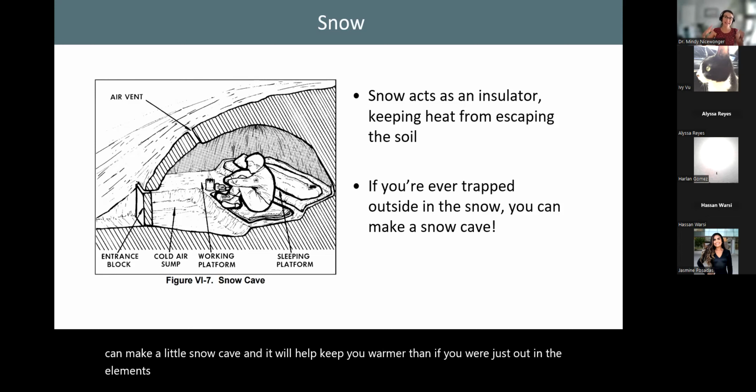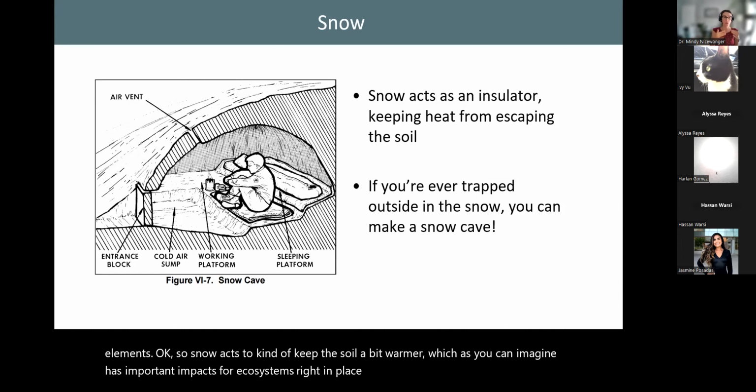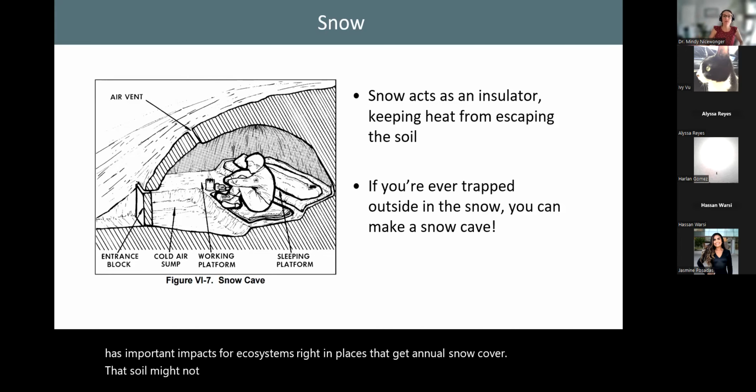Okay, so snow acts to keep the soil a bit warmer, which, as you can imagine, has important impacts for ecosystems, right? In places that get annual snow cover, that soil might not get frozen because it has that insulator and it keeps the soil from losing so much heat.